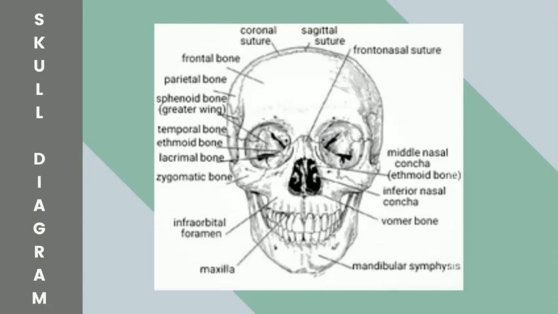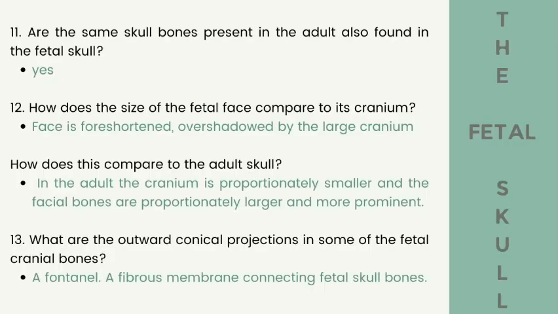There are frontal suture, middle nasal concha, ethmoid bone, inferior nasal concha, vomer bone, mandibular symphysis, maxilla, infraorbital foramen, zygomatic bone, lacrimal bone, ethmoid bone, temporal bone, sphenoid bone, greater wing, parietal bone, frontal bone, coronal suture, and sagittal suture.